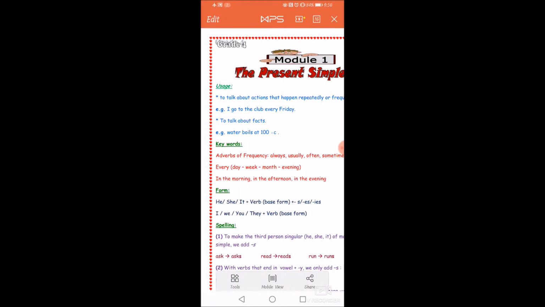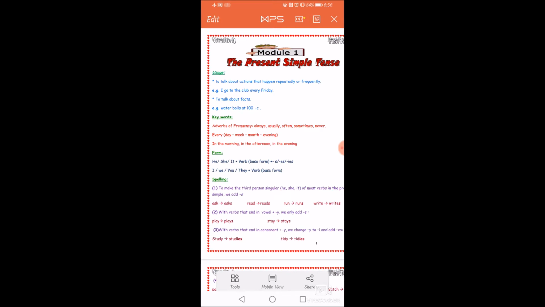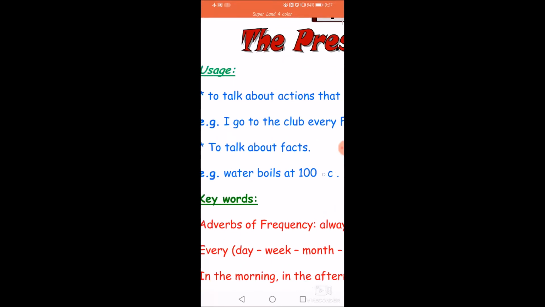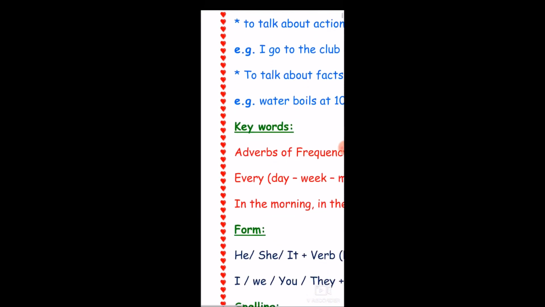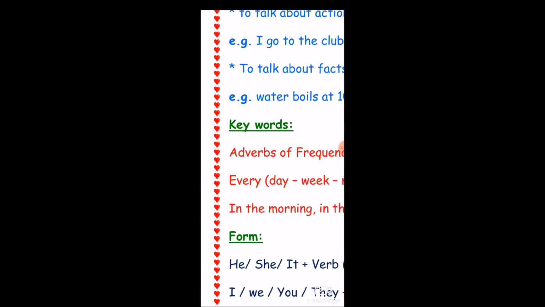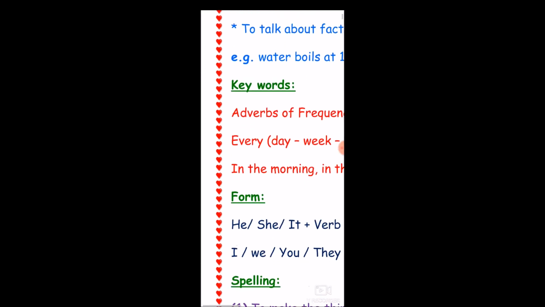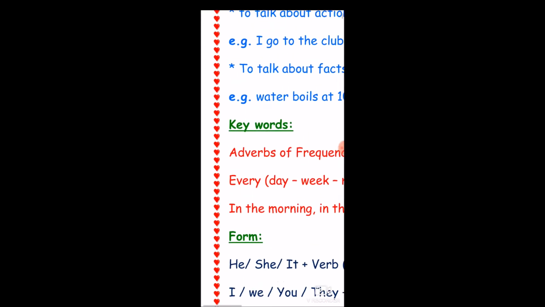Welcome again. Let's complete Module 1, page 13. And this time we are going to speak about the present simple tense. If we are going to speak about the present simple tense or any tense, we should learn three important things: the usage, how to use it, the keywords, time expressions that refer to that tense, and finally how to form the verb in that tense.